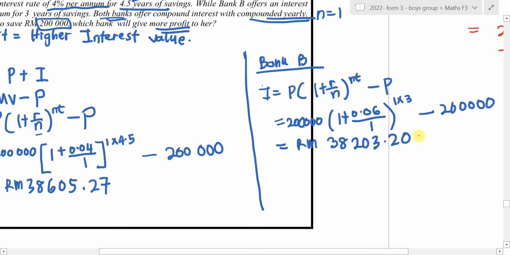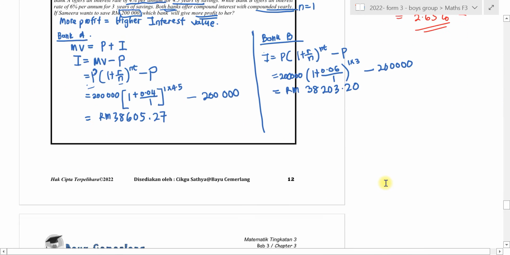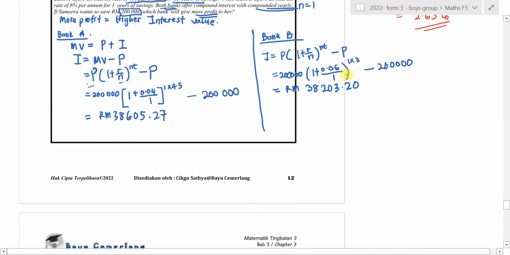Okay, because I still have the paper that we did in the last class with the other class. If you see the value, definitely bank A is slightly higher by 400 plus ringgit. This one is 38,203, this one is 38,605. So definitely we are going to ask Samira to invest in bank A.